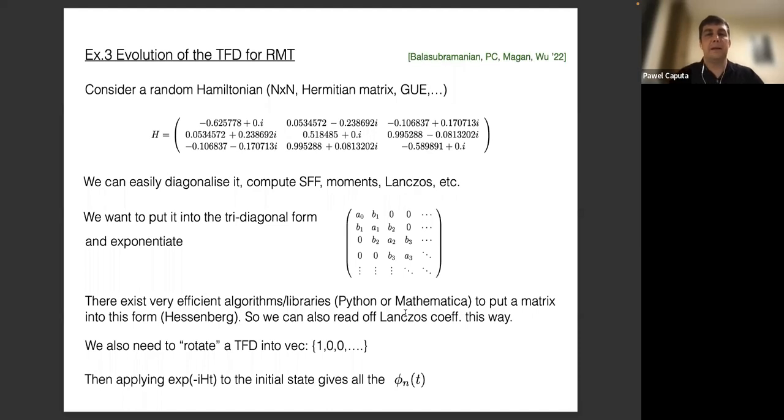We can again start with this random Hamiltonian with some random numbers, put it in this Heisenberg form, exponentiate it, and apply it to the thermofield double state. The trick is that when you put it into this Heisenberg form, you have to be a bit careful. In these Python and Mathematica packages, they always do it with respect to some initial vector that has this form 1, 0, 0, 0. So you need to make sure that you first rotate your thermofield double state into this form and then exponentiate and apply, and that immediately gives you all these coefficients phi_n of t. It's a bit technical, but it's pretty straightforward, and you can go like that up to very large numbers.